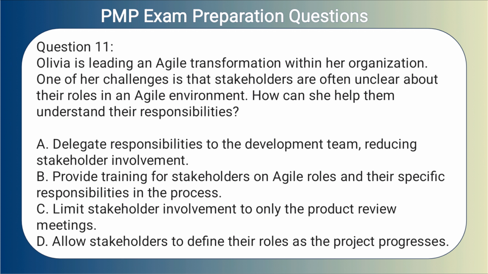A. Delegate responsibilities to the development team, reducing stakeholder involvement. B. Provide training for stakeholders on Agile roles and their specific responsibilities in the process. C. Limit stakeholder involvement to only the product review meetings. D. Allow stakeholders to define their roles as the project progresses.